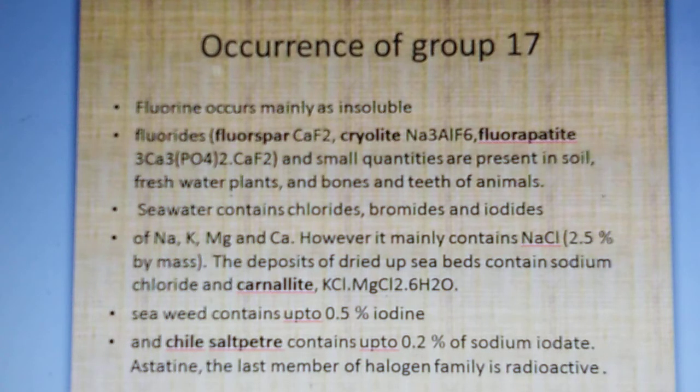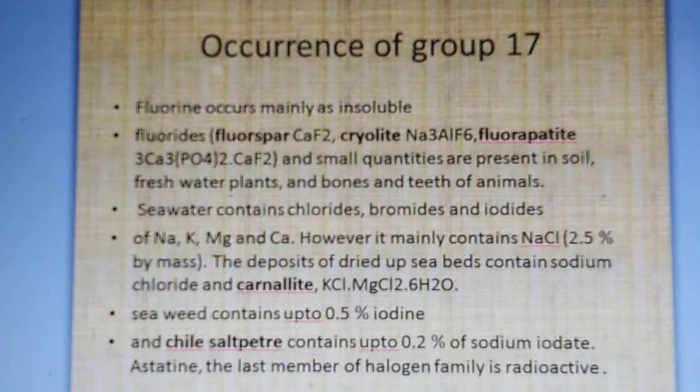Fluorospar is CaF2, cryolite is Na3AlF6. What is the formula for fluorapatite? It is 3Ca3(PO4)2·CaF2, like that. Carnallite is KCl·MgCl2·6H2O. So these MCQs are based on the occurrence part.